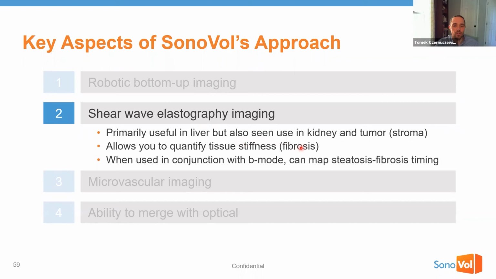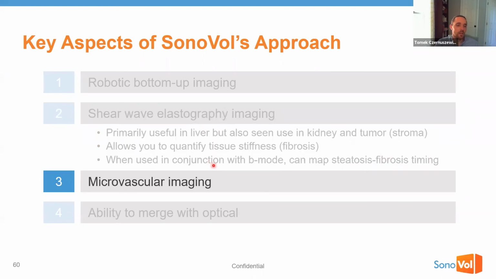It can likely be used as an endpoint measurement for a response to therapy type study. And when used in conjunction with B mode, we can evaluate these interesting interplays of steatosis and fibrosis via echogenicity and stiffness mapping, which would probably not be possible with other types of approaches.